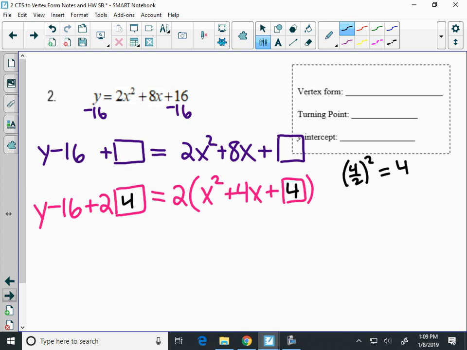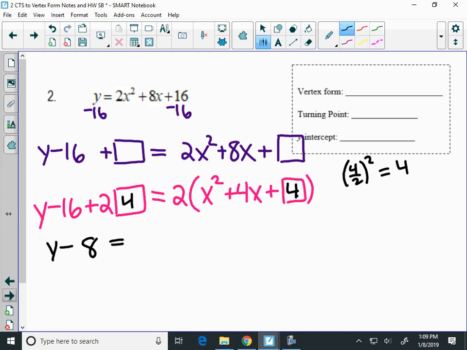You should be able to see that we added the same thing to both sides, because we have 2 times 4 here, which is 8, and 2 times 4 right here that we're adding is also 8. So we kept things balanced. Now we'll just simplify. We'll have y minus 16 plus 8. If you want, you can do that all in one step. What's negative 16 plus 8? Negative 8. Is it okay if I just erase that and write negative 8?